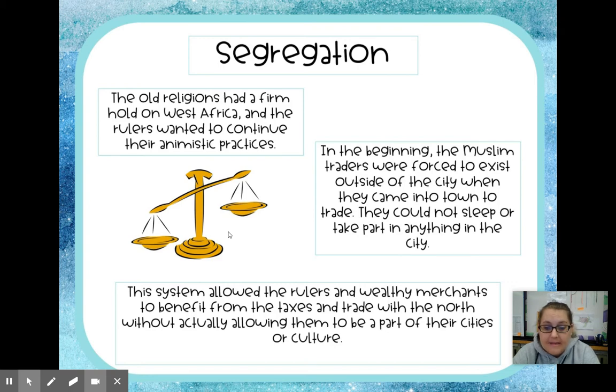Now, the system allowed the rulers and wealthy merchants to benefit from the taxes and trade with North Africa without actually allowing them to be a part of their cities or culture. So the rulers and the wealthy merchants were benefiting from this deal because they got to trade, they got to charge taxes, but they didn't have to let the Muslims into their city. All right, so in the Kingdom of Ghana, Islam really was not accepted.